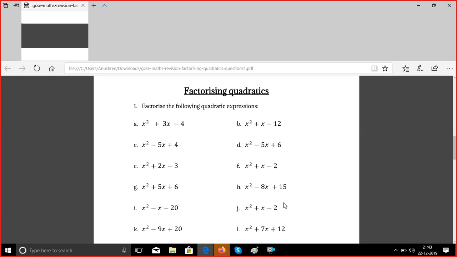For the first one, is it x equals 4 and x equals minus 1? x equals 4 and x equals minus 1, right? Actually, it's x equals minus 4 and plus 1.